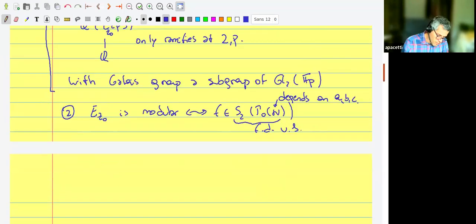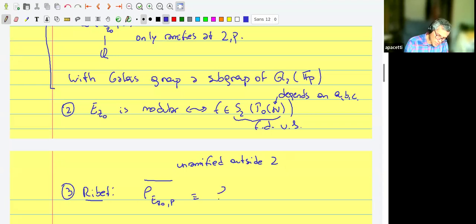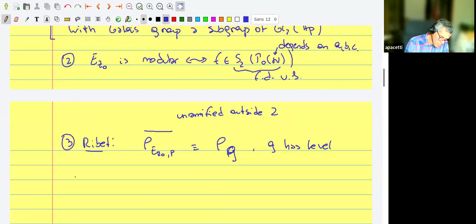And then the third big step in this theory is a result of Ribet, which somehow what it's saying is, well, the modular form, since the Galois representation modulo P has very little ramification, it's unramified outside 2, and of course P, then this has to be congruent to another representation, which also comes from a modular form. Let's call it G. But G has level a power of 2.